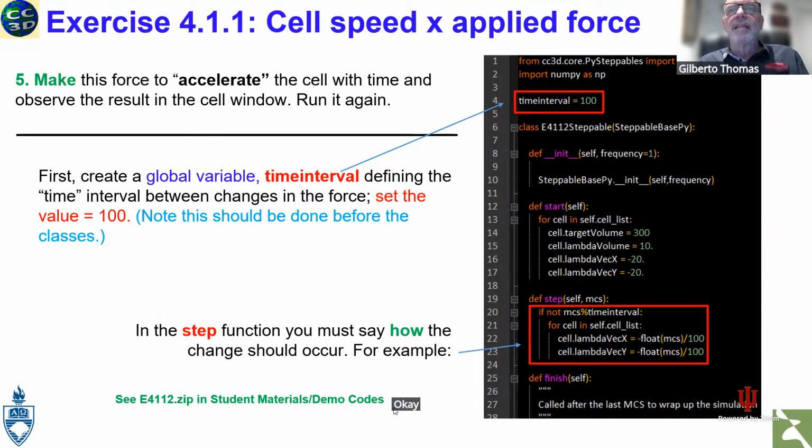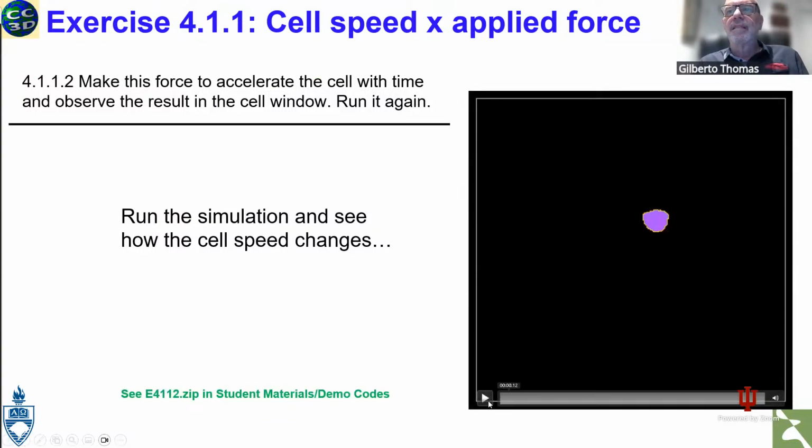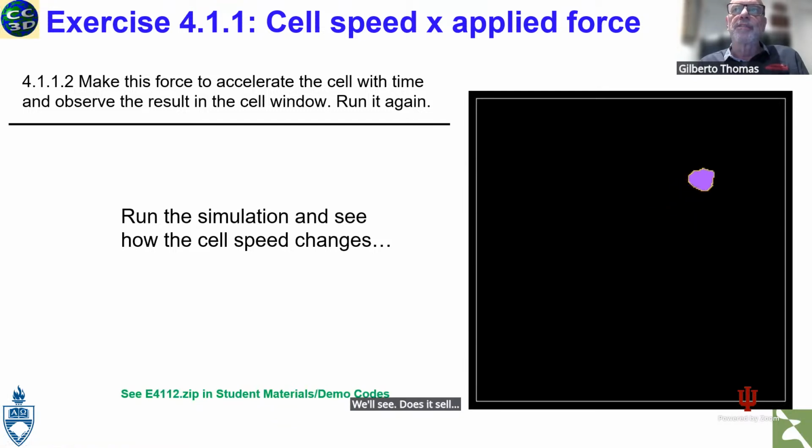Okay. So let's see the result here. This is what we'll see. The cell starts moving slow and then starts to run, to be faster.